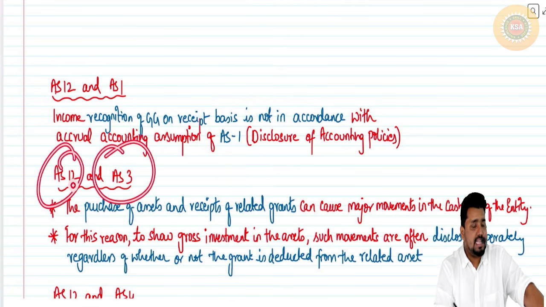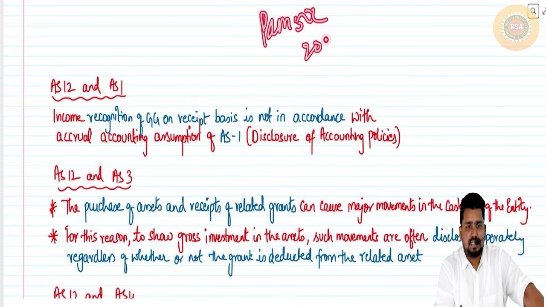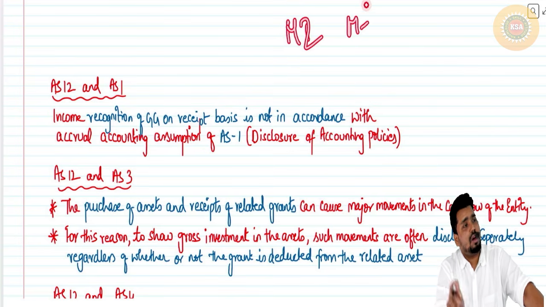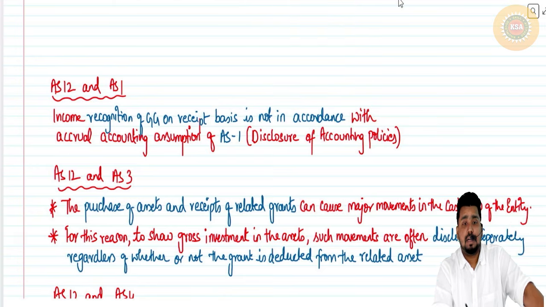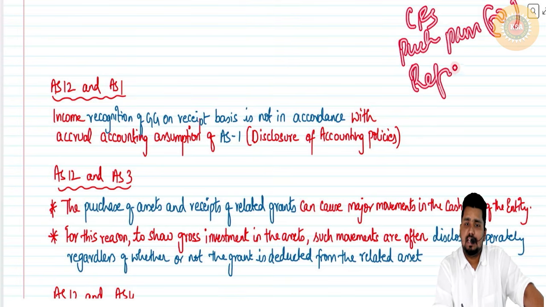Next, AS12 and AS3. Assume I am purchasing plant and machinery of 50 lakhs, against which I am receiving a government grant of 20 lakhs. What the cash flow statement says is, whatever method you follow, method 1 or method 2, you follow whatever you want to follow. But when it comes to the cash flow statement, you have to show the purchase of plant and machinery of 50 lakhs separately as outflow, and the government grant separately as inflow.